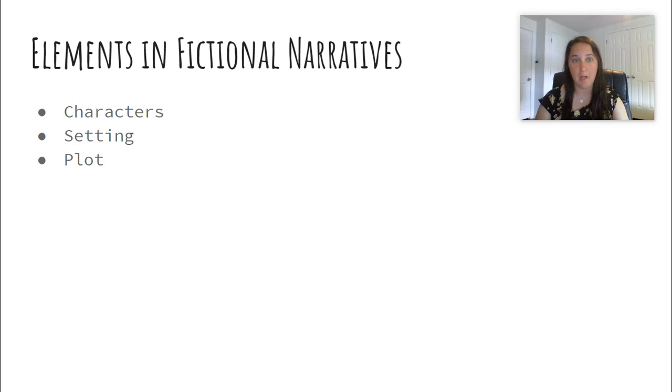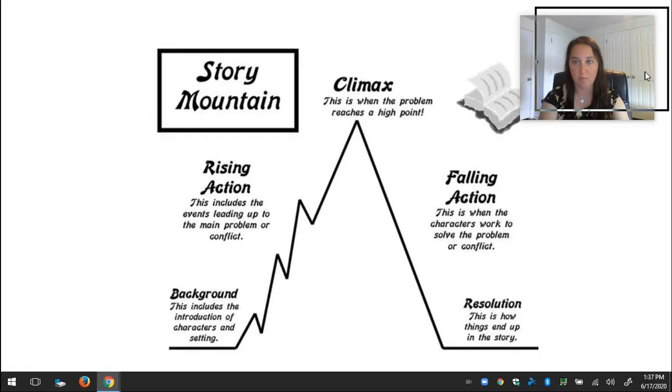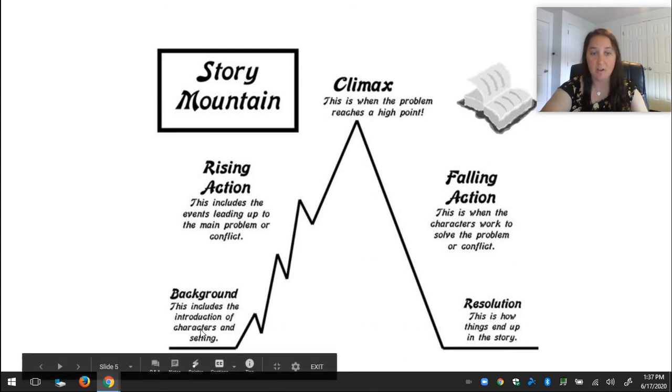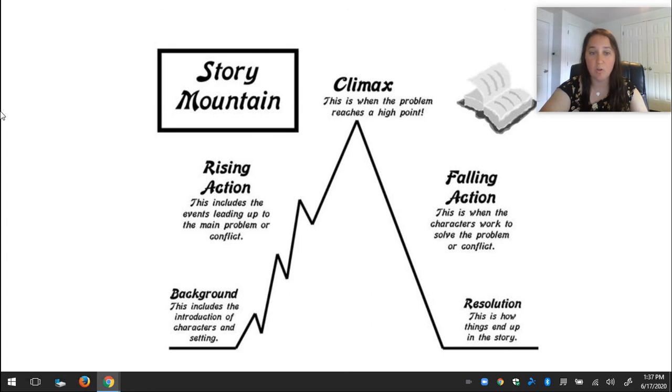And then we have our plot, and there's a lot that goes into the plot. So I have this diagram for you, and I want you to think of the plot of a narrative, in this case a fictional narrative, as a mountain. You're going to start over here at your introduction, the background, right? Your background includes where you're going to introduce your characters and the setting. You're going to set your reader up for the story.